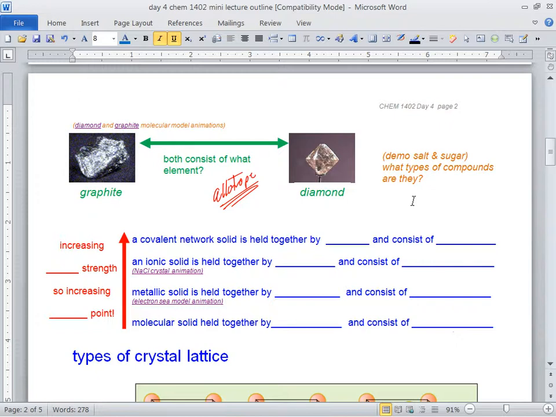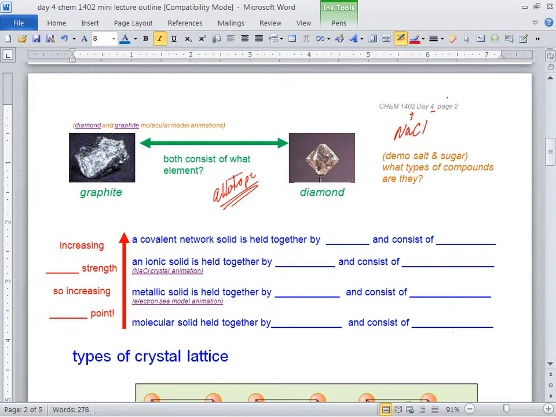Ionic. Ionic is held together... so this is just a kind of a review. Sodium chloride, table salt, held together by ions. A crystalline structure of sodium ions surrounded by chloride anions, or if you want to think of chloride anions being surrounded by sodium ions. And it's all held together by those electrostatic forces.